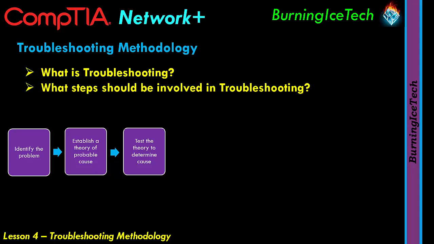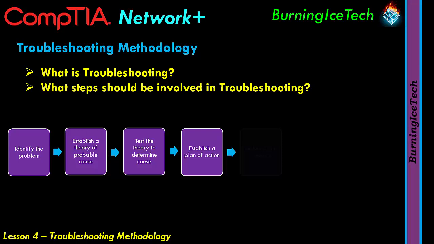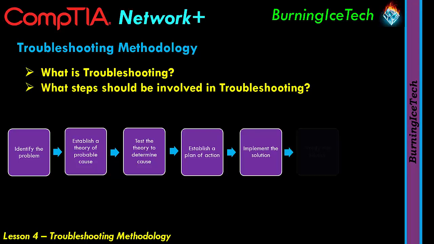If it turns out not to be that, then you're going to have to start over with this whole list. Now, assuming your theory turns out to be correct, which it probably will most of the time due to your experience, then you need to establish what we call a plan of action. How are you going to solve this problem, whatever it might be? Once you've established a plan of action, then you need to implement that solution. So you might need to repair something, you might need to replace something, you might need to change a setting or a configuration somewhere. Then you verify the solution.